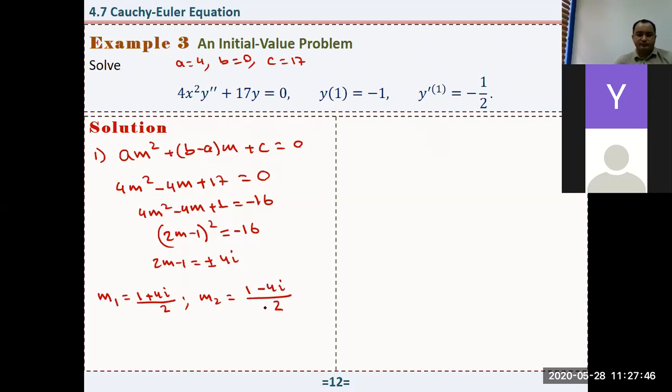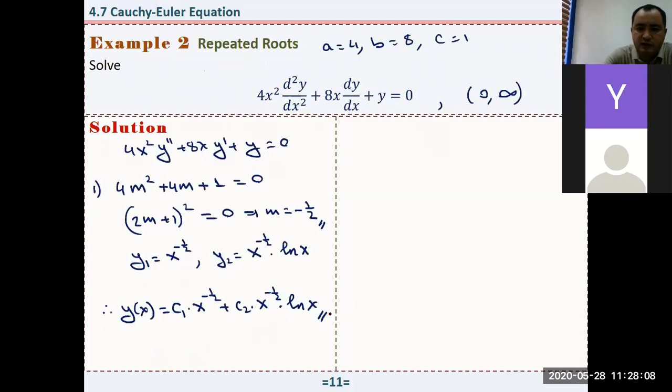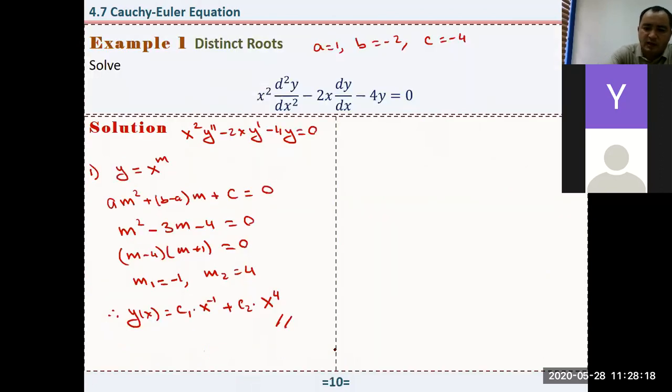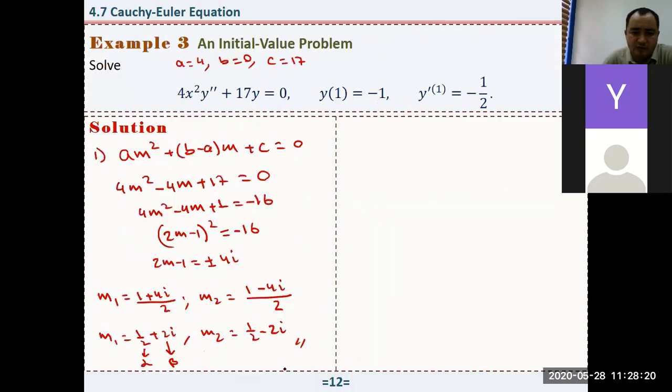Two solutions: m1 equals 1/2 plus 2i, m2 equals 1/2 minus 2i. All right, so that is our alpha. This 2 is our beta, right? And if you remember, that is the third case. So this beta is equal to that thing, this is our alpha, right? And here we have natural logarithm of x. How do you write the solution of this differential equation?